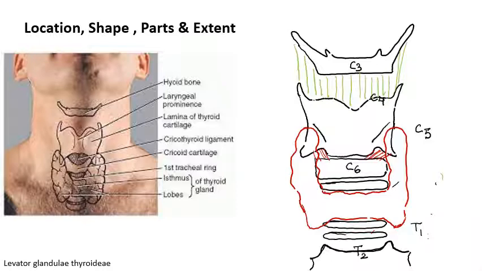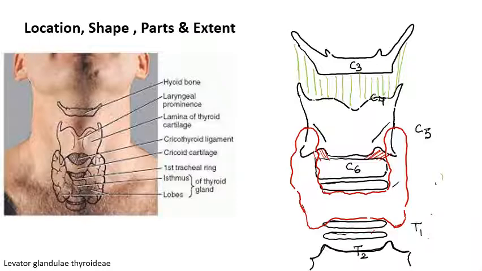The other way to put it is that it extends from the oblique line of the thyroid cartilage to the fifth or the sixth tracheal ring. You can also make out that the isthmus is present in front of the second, the third, and the fourth tracheal rings. So this butterfly-shaped gland, which is present in the lower part of the neck, is wrapped around the trachea. That's the other thing which we understand about its location from this diagram.